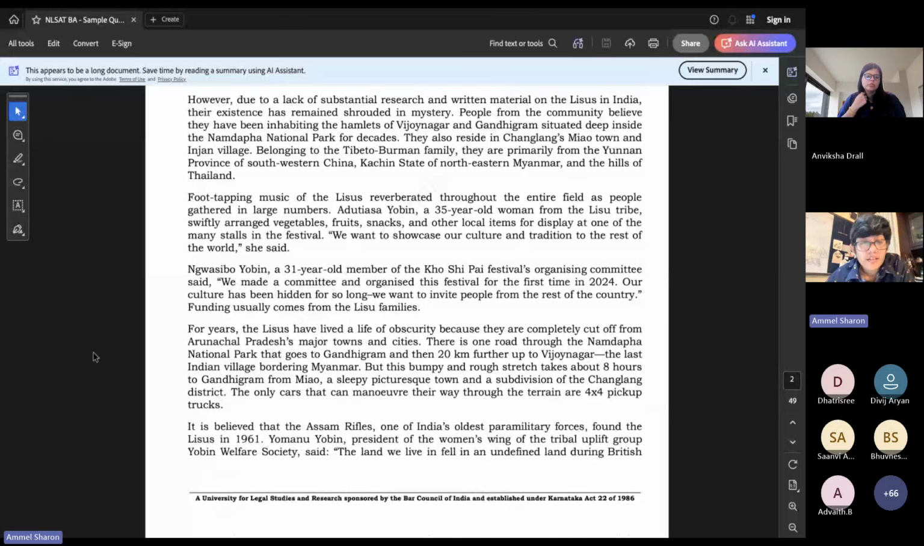Gwasibo Yobin, a 31-year-old member of the Koshi Pai Festival's organizing committee, said, "We made a committee and organized this festival for the first time in 2024. Our culture has been hidden for so long."